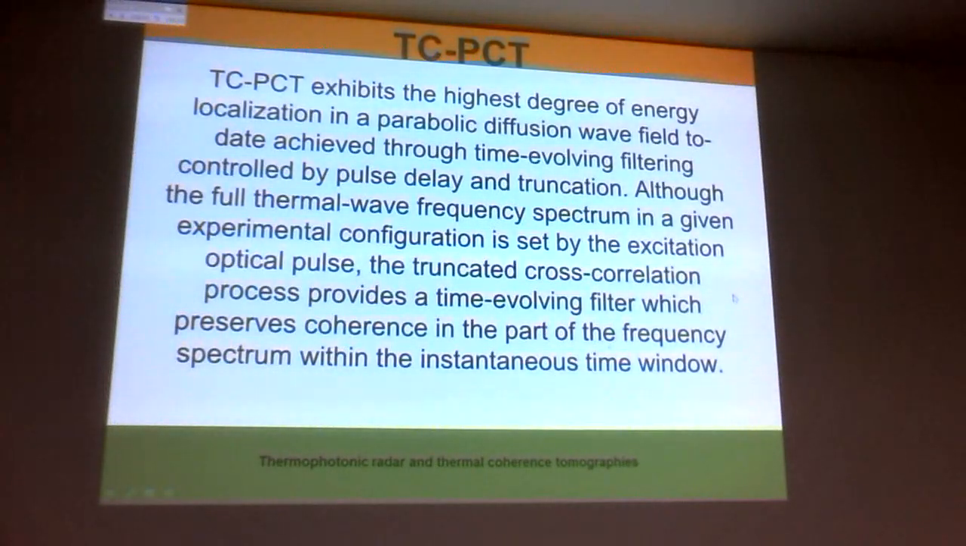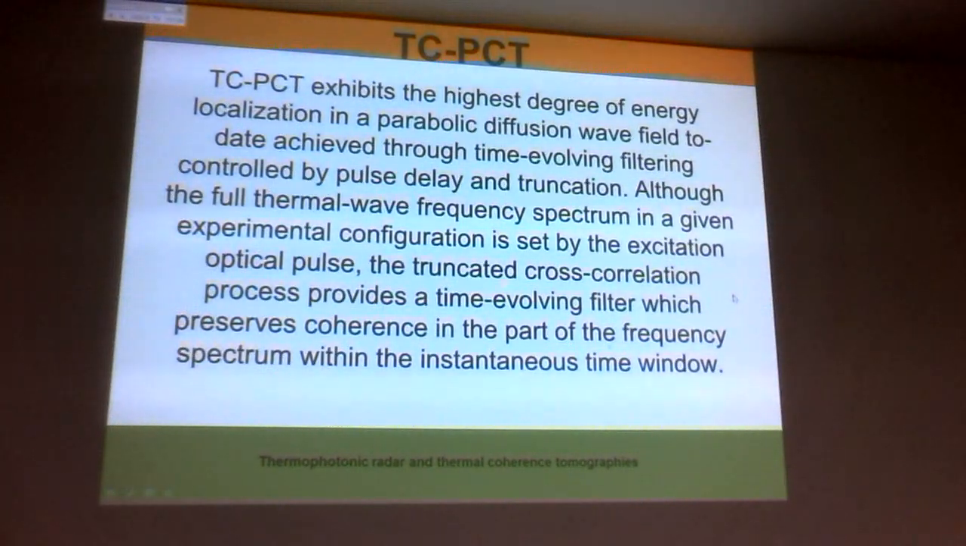So we introduced this, the TC, a truncated correlation for the thermal coherence tomography. This field exhibits the highest degree of energy localization in a parabolic diffusion wave. I say parabolic, just the mathematics: this first order in time is what makes a parabolic field. That's diffusive. So what do we do here? We introduce a time-evolving filter controlled by pulse delay and truncation. That gives you localization of the heat. You're only looking at one particular location, not above or below.